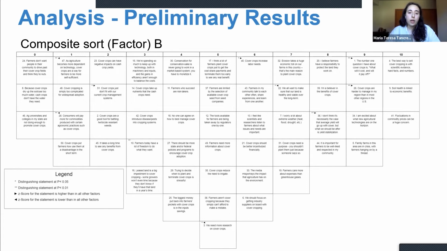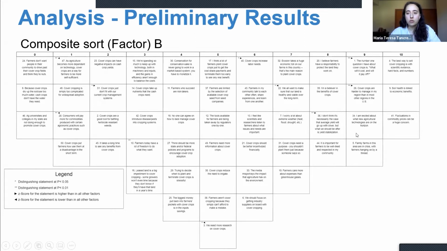As I said initially, we have 51 cards, so there's a lot of topics that come up. And so how do we even start interpreting all of these statements? Well, there is kind of a roadmap that we can follow. And so the first step is to look at distinguishing statements.